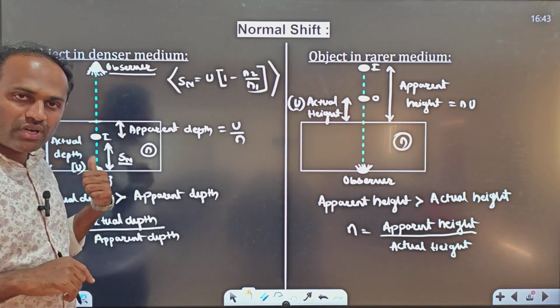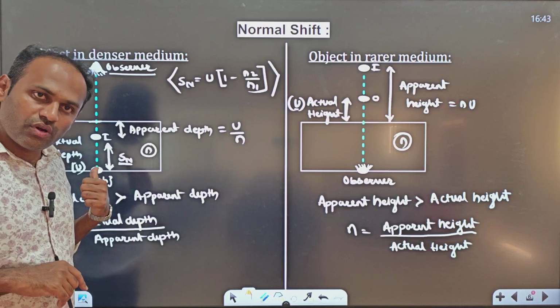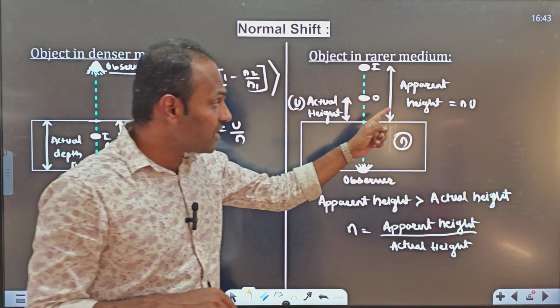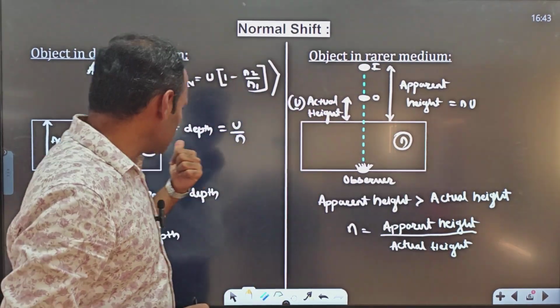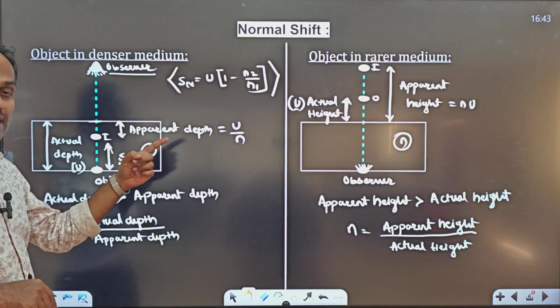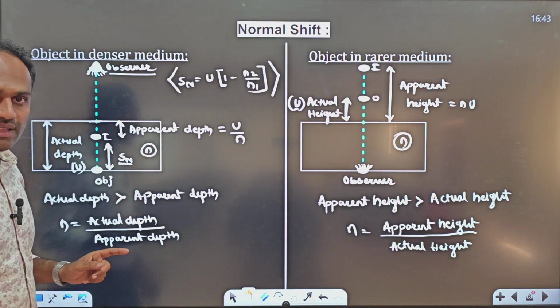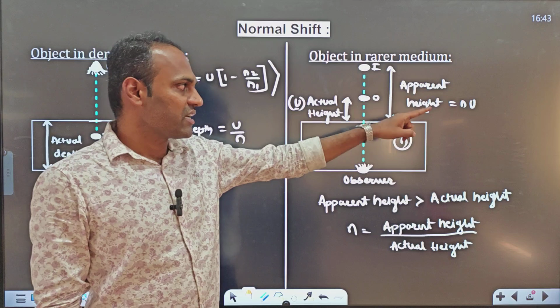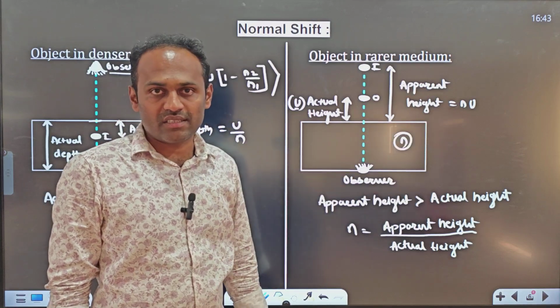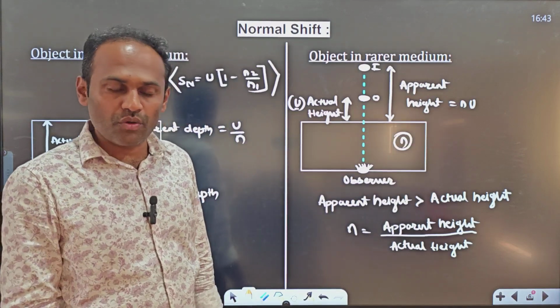Here actual depth will be greater than apparent, actual will be greater than apparent. Here apparent will be greater than actual. Here apparent is reduced for us. By how much? It is reduced n times. Here apparent is increased for us. By how much? It is increased n times. It will increase by n times, n into u.